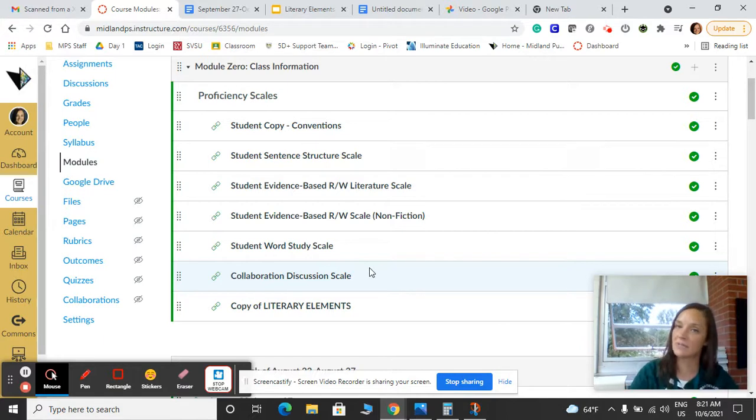So they have access to every document that they need, ever. So if they ever tell you they don't, it's not true. All right.